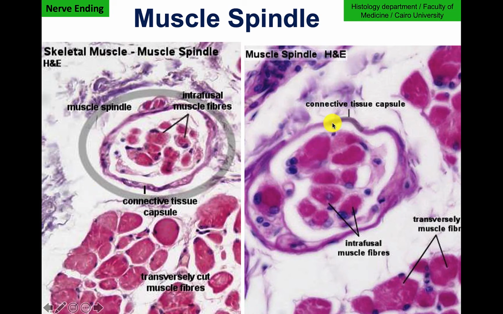On the right side, we have the capsule, very evident, and we have the intrafusal muscle fibers. As you see, all of these are the intrafusal muscle fibers, which are clearly smaller in size than the extrafusal muscle fibers, which are transversely cut muscle fibers.